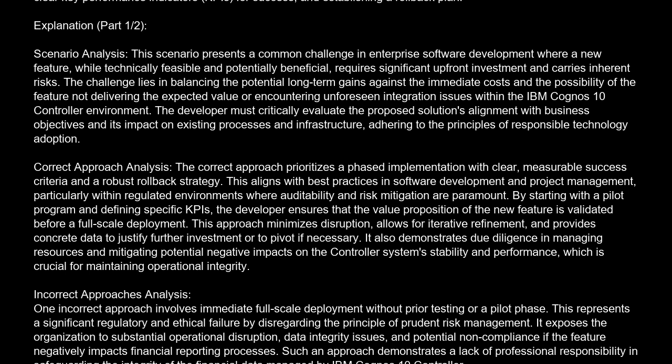Incorrect approaches analysis. One incorrect approach involves immediate full-scale deployment without prior testing or a pilot phase. This represents a significant regulatory and ethical failure by disregarding the principle of prudent risk management. It exposes the organization to substantial operational disruption, data integrity issues, and potential noncompliance if the feature negatively impacts financial reporting processes. Such an approach demonstrates a lack of professional responsibility in safeguarding the integrity of the financial data managed by IBM Cognos 10 Controller.